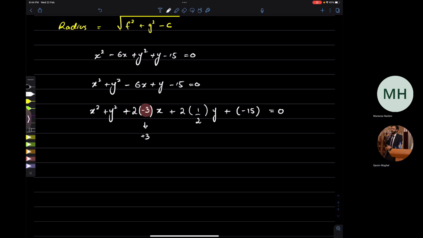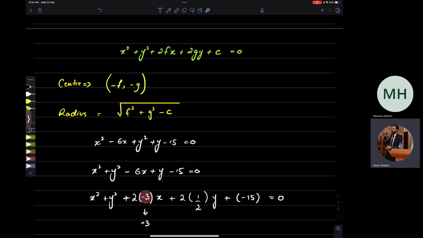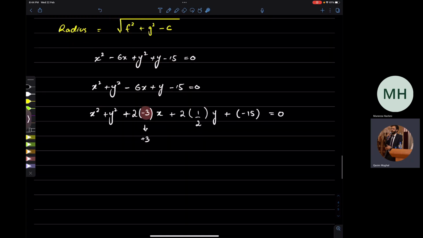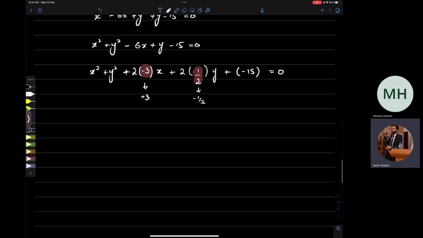Okay? And yes, g, if you look carefully, is between the factor 2 and y. That's g. And if I change the sign of it, that is going to give me the y coordinate of the center. So that's g in this case. And if I change the sign, that is going to give me negative 1 over 2. So these are the coordinates for the center of the circle, 3 and negative 1 by 2.